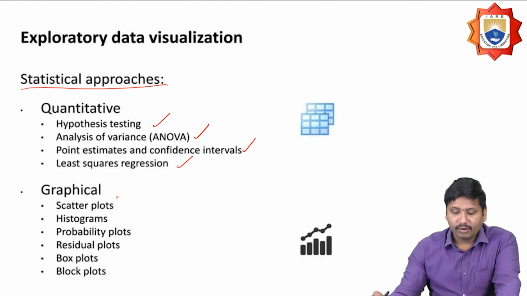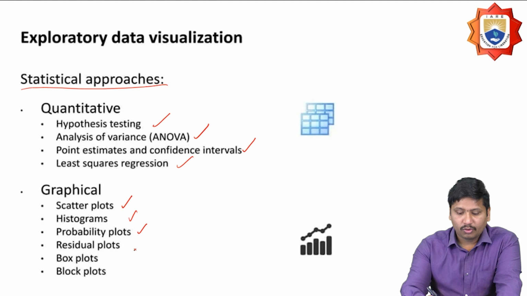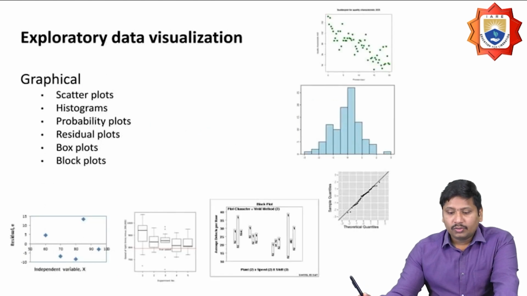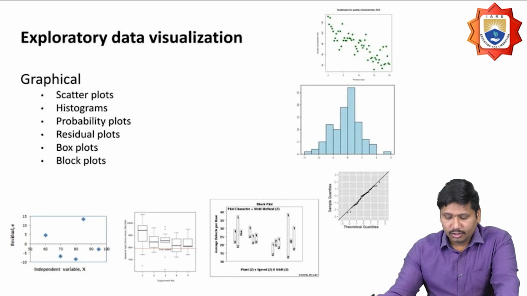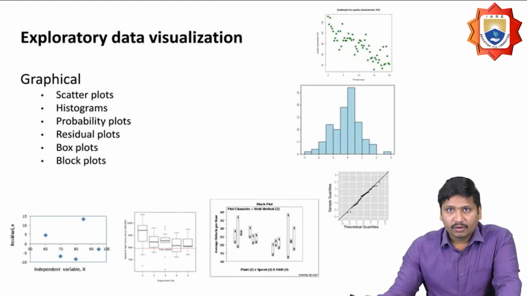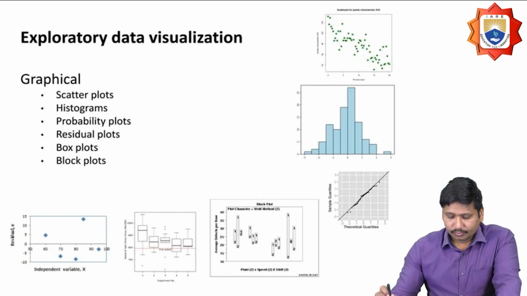Similarly, in the graphical approaches, we have scatter plots, histograms, probability plots, residual plots, box plots, and block plots. These are the graphical kinds of approaches. Already you know the graphical statistical approaches. Graphical means scatter plot, histogram, probability plots, residual plots, box plots, and block plots. Scatter plots you already know. A histogram is used to represent the data in exploratory data visualization, and probability plots, residual plots, and box plots are also implemented.